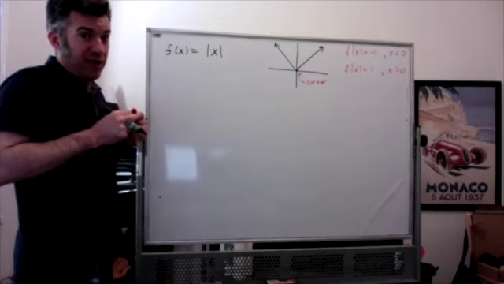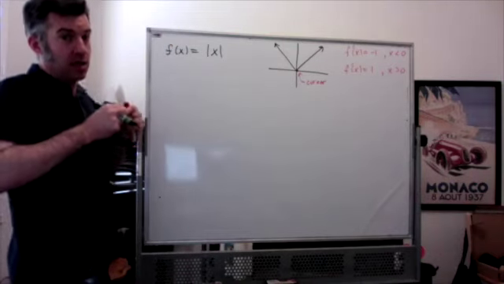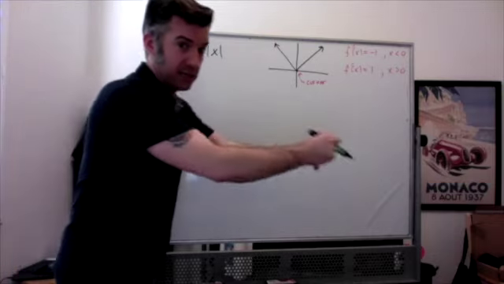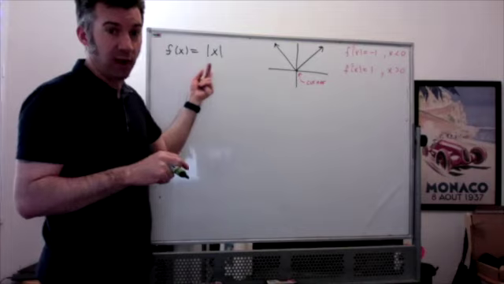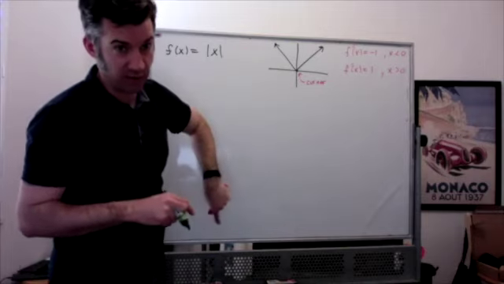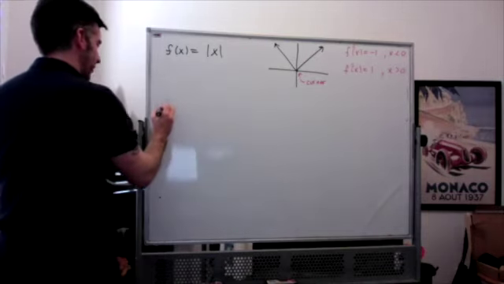So differentiability implies continuity, right? If it's differentiable, then it had to have been continuous. Continuity does not necessarily imply differentiability, right? You can have a function that is continuous everywhere that is not differentiable everywhere. Here's another example of this.